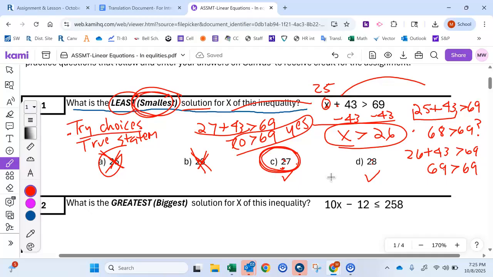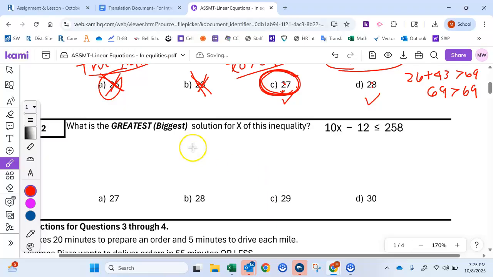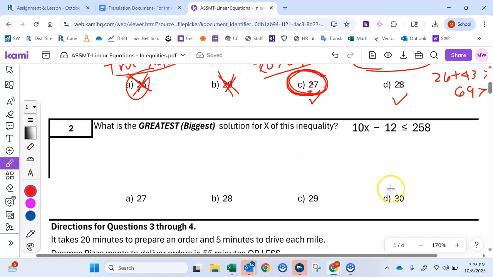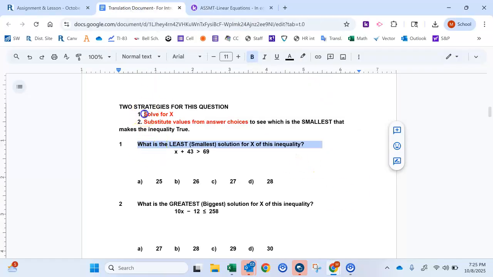So that's what it means to try choices and substitute them in from here to there. So choice C, okay? So now we're going to do number 2. Let me move this over a little bit. So again, we can do the same thing. We can do either strategy, solve for x. I'm going to do that first, and then I'll do the substitution later to confirm it.